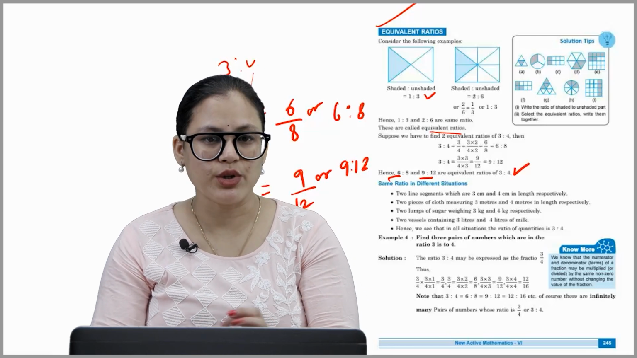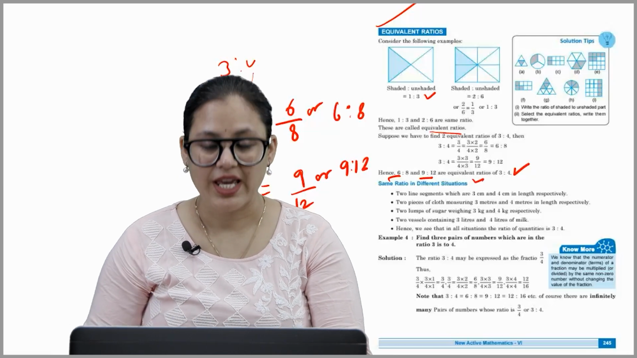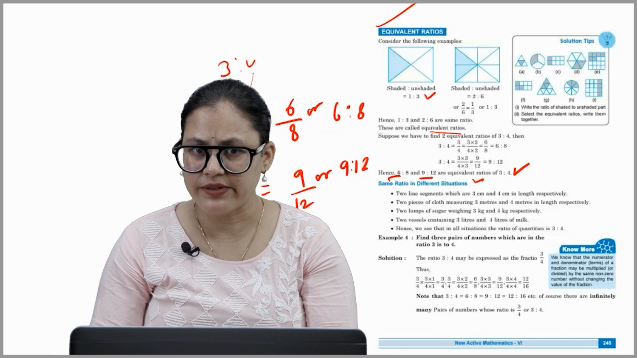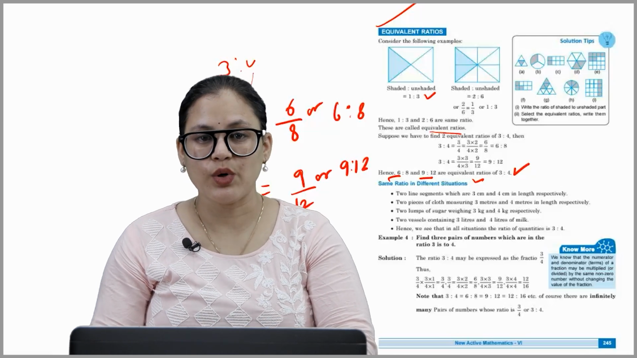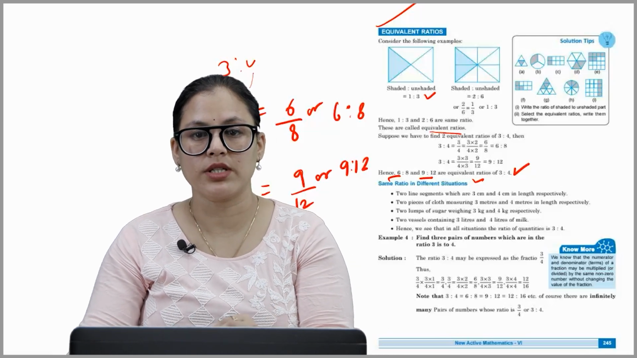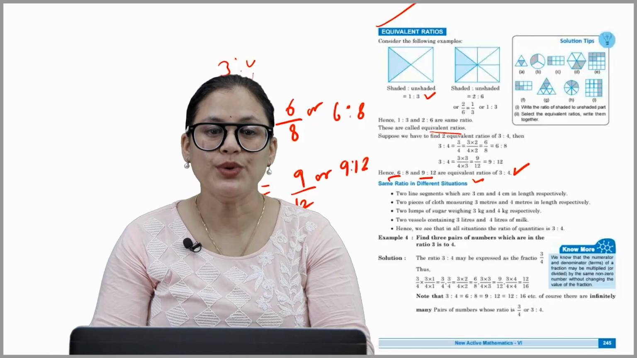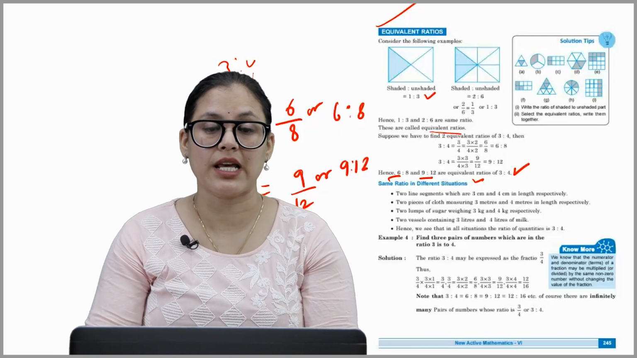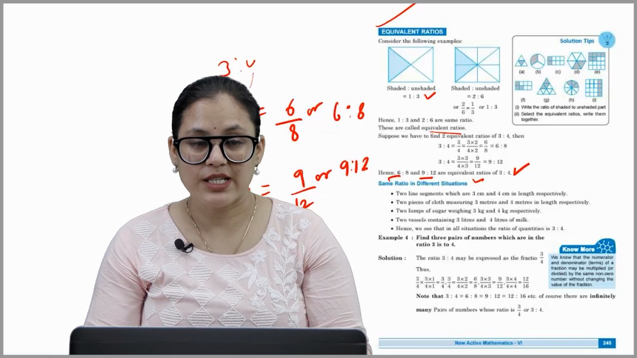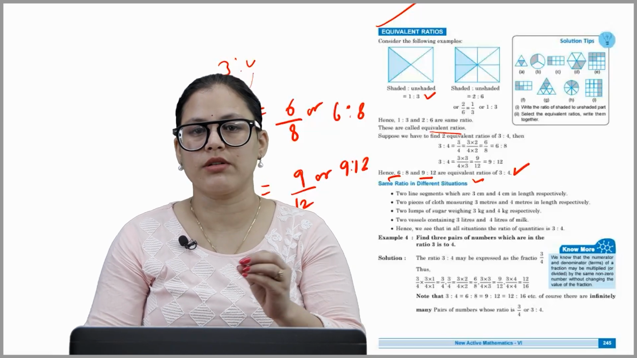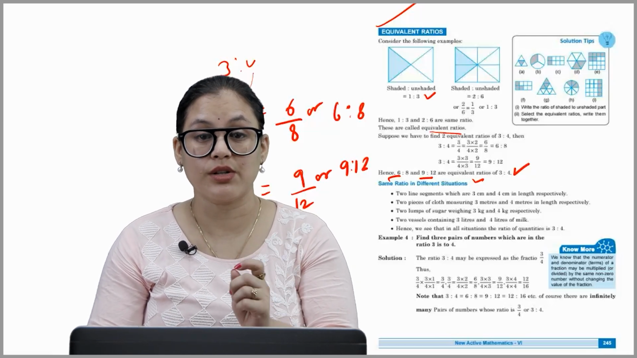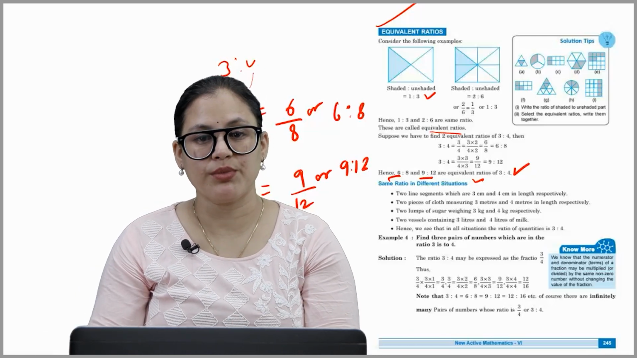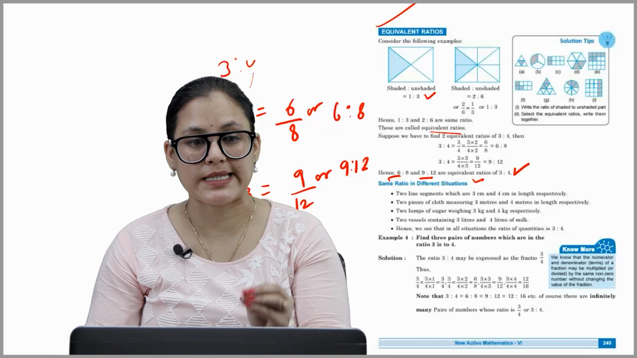Same ratio in different situations. Two line segments which are 3 cm and 4 cm in length respectively. Two pieces of cloth measuring 3 meters and 4 meters in length respectively. Two lumps of sugar weighing 3 kg and 4 kg respectively. And two vessels containing 3 liters and 4 liters of milk. Hence, we see that in all situations, the ratio of quantities is what? 3:4.